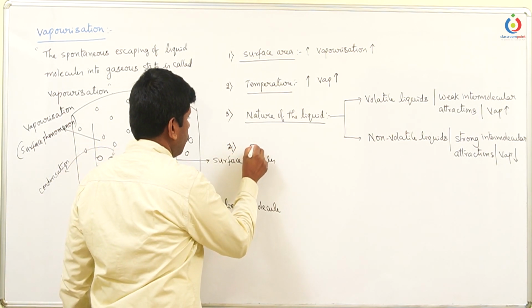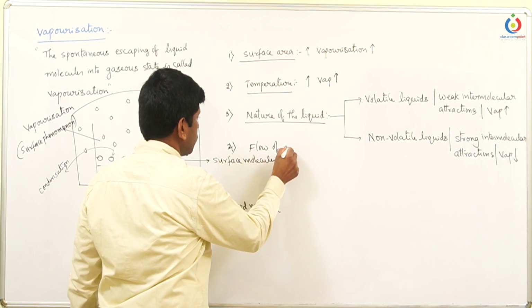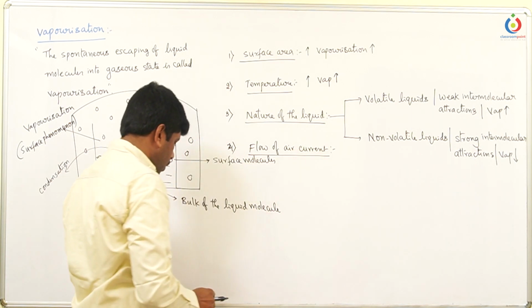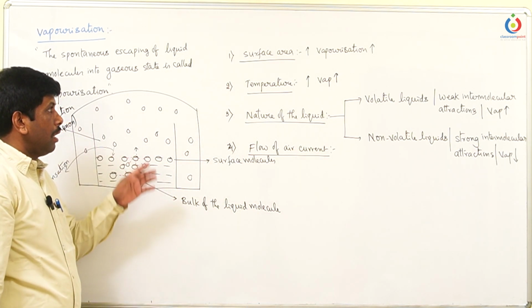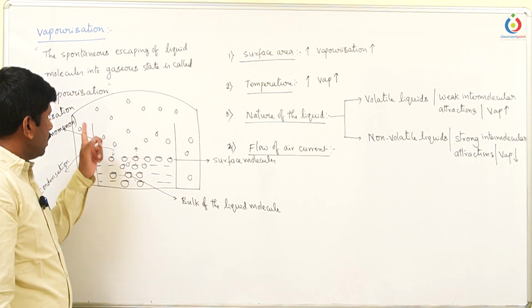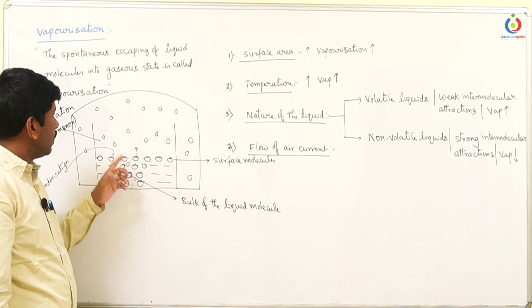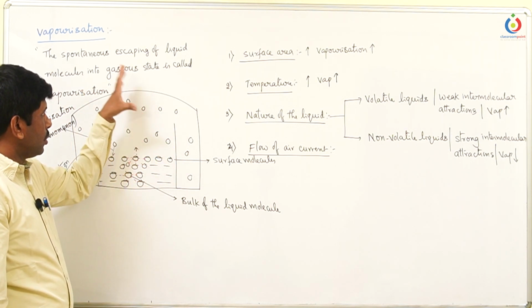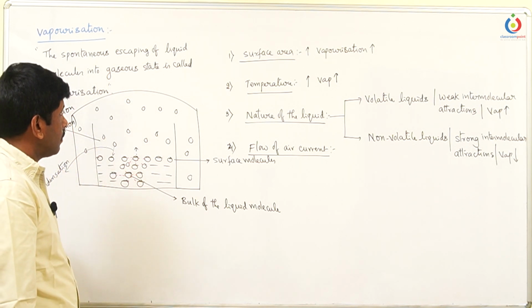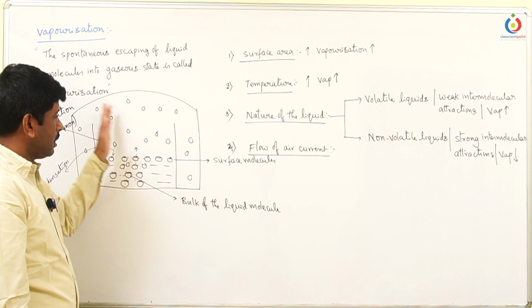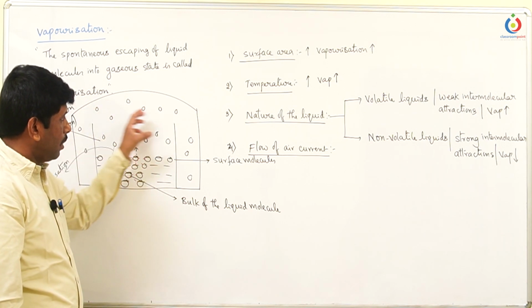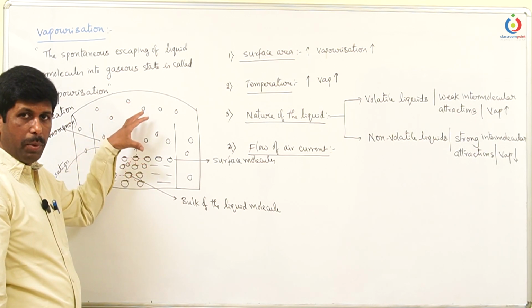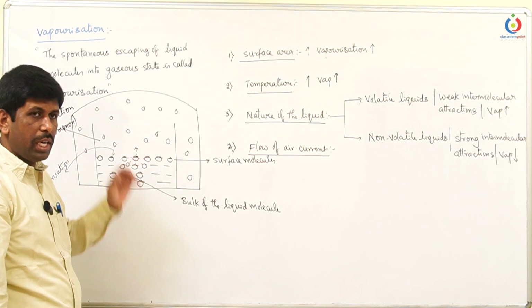And the fourth one is flow of air current. We need to see how the flow of air current affects the vaporization process. Here we have taken a closed container. Instead of the closed container, if you remove this cap and allow the molecules to go into the atmosphere, the air passing over the surface of the liquid will take over these molecules easily, so that the liquid finds empty space above it again, and its evaporation gradually increases.